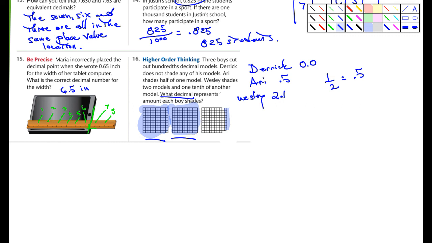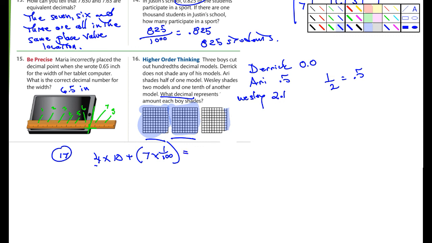Oh, 17 down here at the bottom. I didn't actually get that one copied off. Find 2 decimals that are equivalent to 4 times 10 plus 7 times 1/100. Well, the first thing you got to do is write them in decimal form.